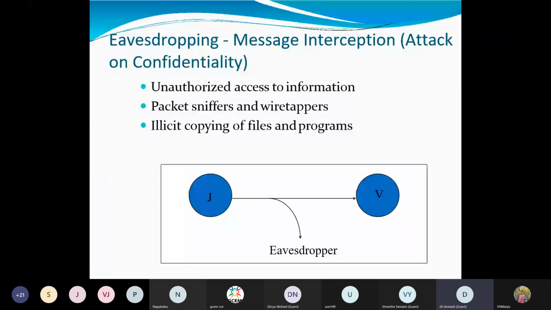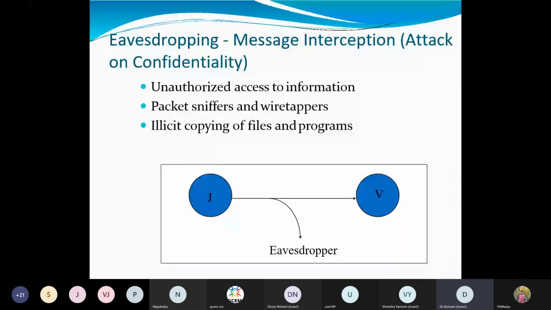So the entire thing over here is that message interception can happen, and that can really attack the confidentiality of the message, and because of that, this process is called eavesdropping of the message. That is, some unauthorized access has been done to the information which has been sent from the sender to receiver. Then there could be a possibility of packet sniffing and wiretapping, or illicit copying of the files and programs from the sender to receiver.